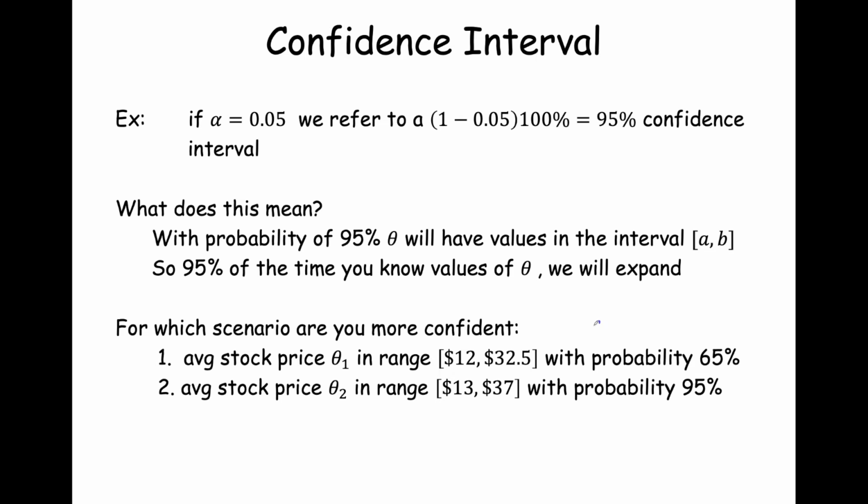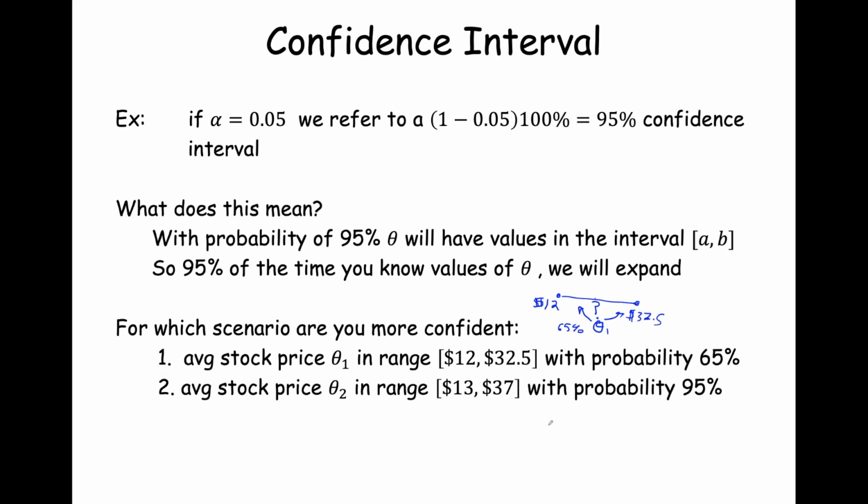So that means theta 1 is the average share price, and we don't know what its real price is, but we do know that if we take that $12 and that $32.5, theta 1 is within that range between 12 and 32.5. We know it's going to be in that range 65% of the time. Okay, so that's our first scenario.